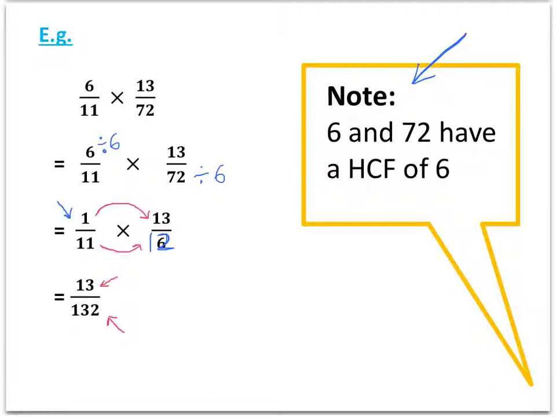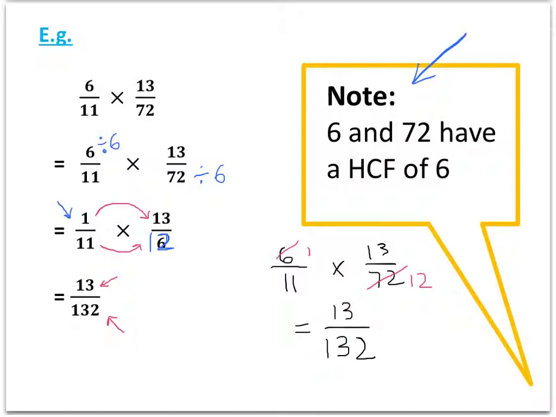Your working out could also look like this. So if we start again, showing you the alternative. Once we have identified our highest common factor of 6, we can simply say that 6 goes into 6 once and into 72 12 times. And now we can just straight away do our multiplication. 1 times 13 is 13 as our numerator, and 11 times 12 is 132 as our denominator. So that's a more simplified way to show your working out.